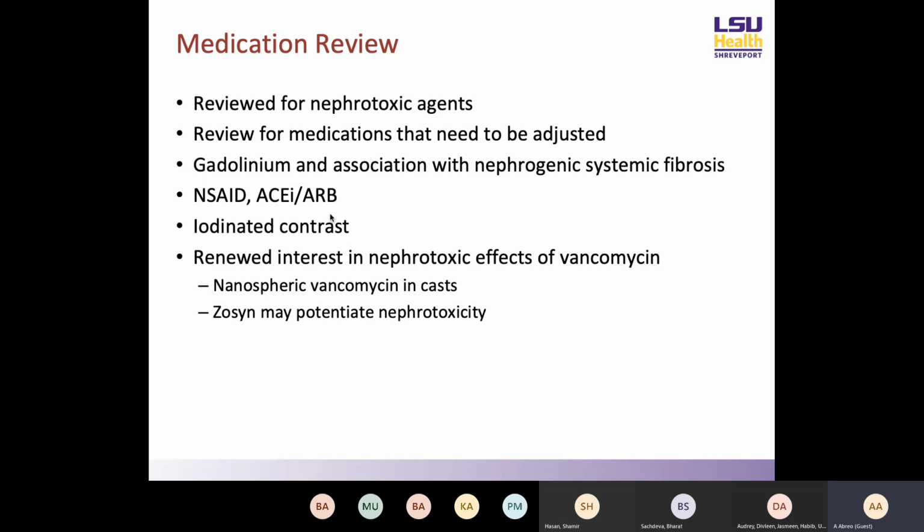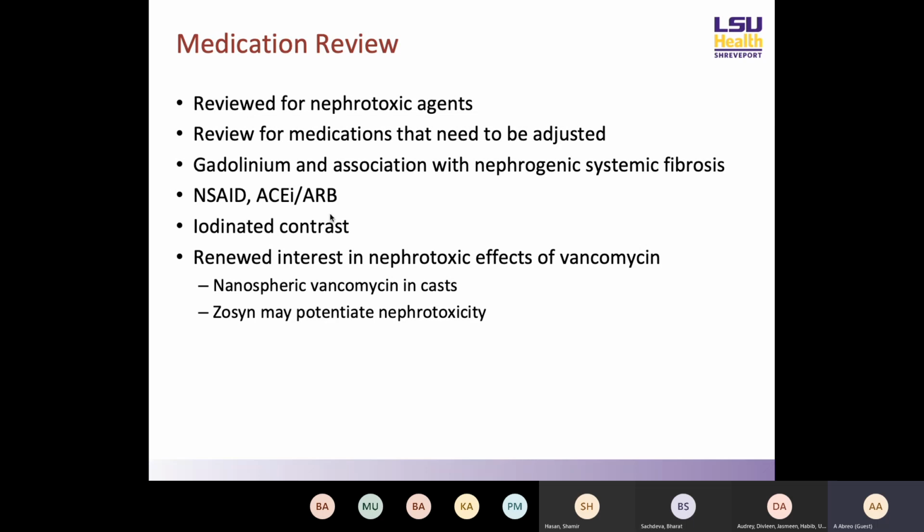And there's been a renewed interest in the nephrotoxic effects of antibiotics, especially vancomycin. Some high-level microscopy actually has shown some nanospheric vancomycin within tubular casts. Especially, the risk really goes up when the levels are very high or greater than 50. So I personally have always felt that Vanc gets probably more attention than it deserves, because usually there's an underlying infection, but it is certainly a consideration.